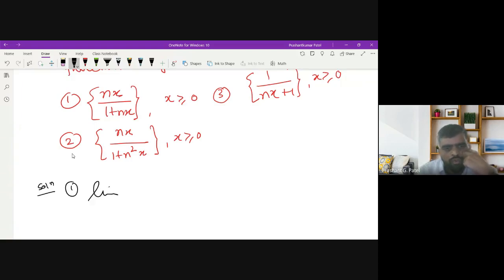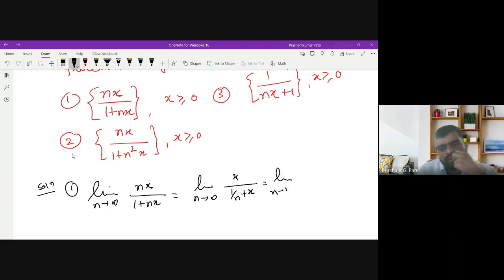Here the question is to calculate only the limit of the function, nx upon 1 plus nx, your sequence of functions. You just take the limit on both sides, and if you divide by n, then this is the limit as n tends to infinity of x upon (1 by n plus x). If I take the limit here, then it is x upon x if x is not equal to 0, because we can write only x in the denominator if it is not equal to 0.